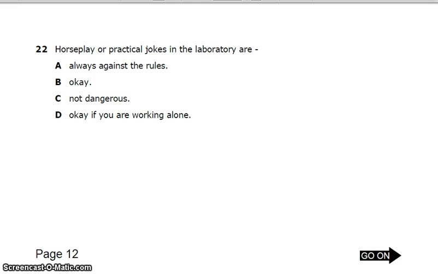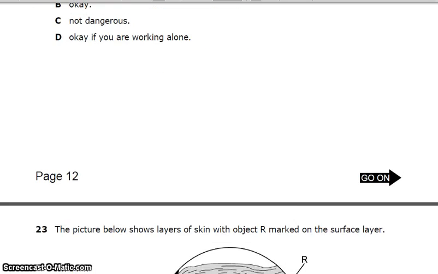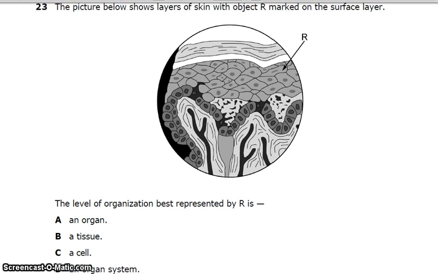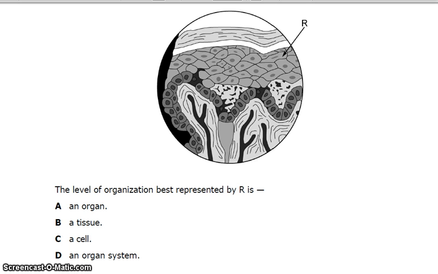Question 22. Horseplay or practical jokes in the laboratory are always against the rules, okay, not dangerous, okay if you are working alone. The picture below shows a layer of skin with object R marked on the surface layer. The level of organization best represented by R is an organ, a tissue, a cell, an organ system. What does R show?